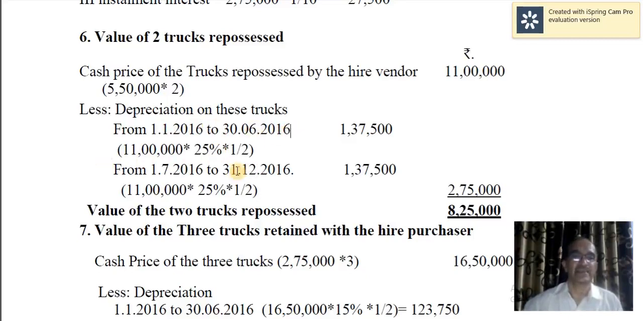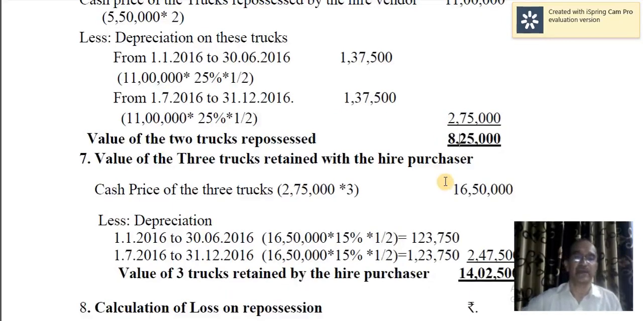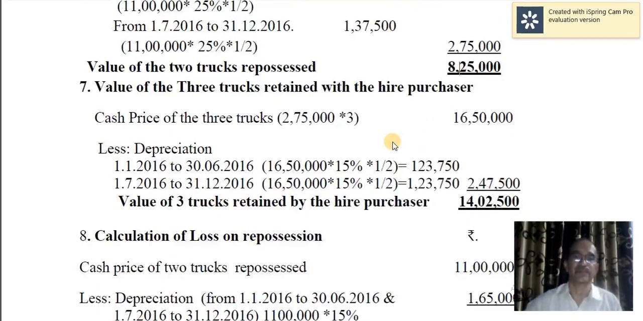Then for the next accounting year, again the second half-yearly installment is not paid. Therefore we calculate till 31st December 2016. Actually the second year ends on 30th June 2017, but the second installment is not paid, so we are calculating till this date. So that comes to 1,37,500 under the original cost method. So total depreciation is 2,75,000. 11 lakh minus 2,75,000, so 8,25,000 is the value of the 2 trucks repossessed.